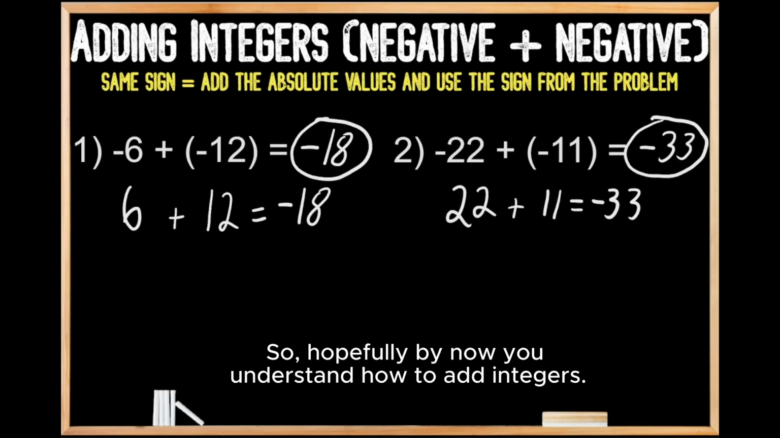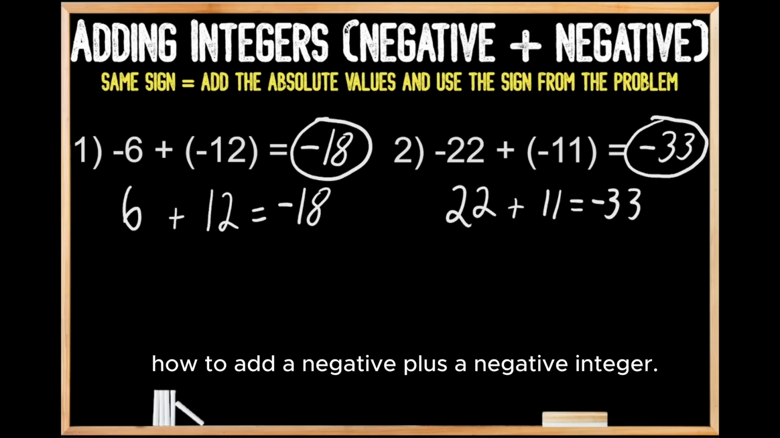So hopefully by now you understand how to add integers, specifically how to add a negative plus a negative integer.